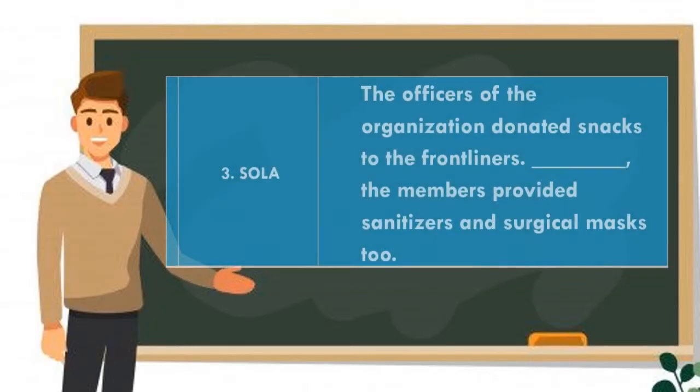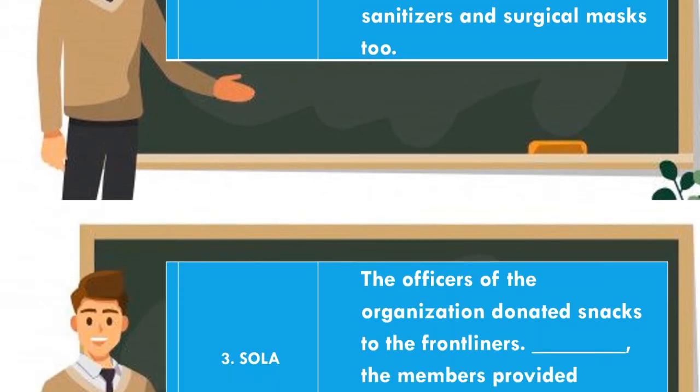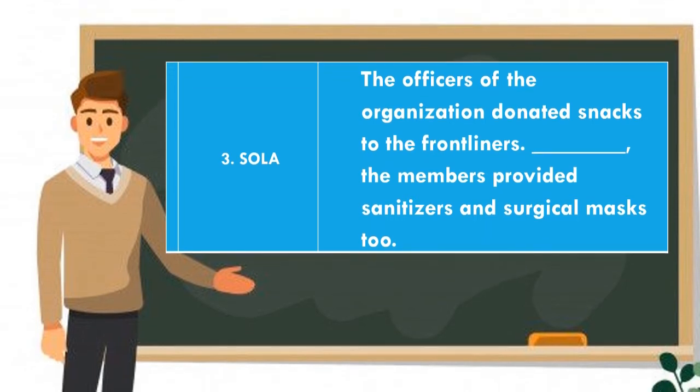Number 3. S O L A. Sentence: the officers of the organization donated snacks to the frontliners. Blank, the members provided sanitizers and surgical masks too.